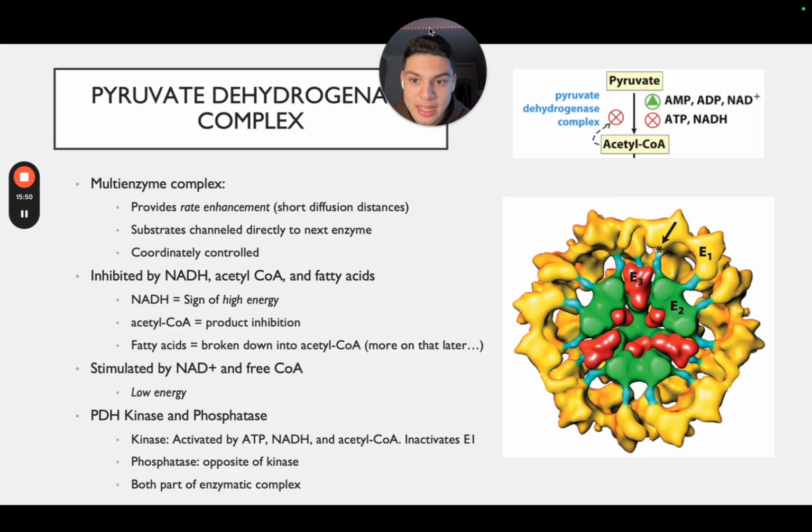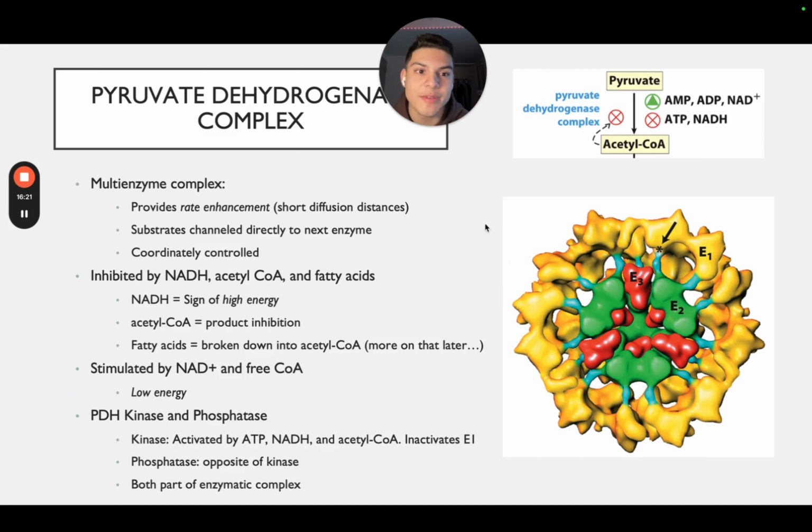And so this multi-enzyme complex provides rate enhancement because of short diffusion distances. As you can tell, everything is super close together, so it's very systemized. And it's coordinately controlled, so everything happens for a reason, structurally, mechanistically, all that. And it's inhibited by NADH, acetyl-CoA, and fatty acids. Now, why? NADH is a high energy molecule essentially. You can think of it like that. And acetyl-CoA just is a product inhibition classic.